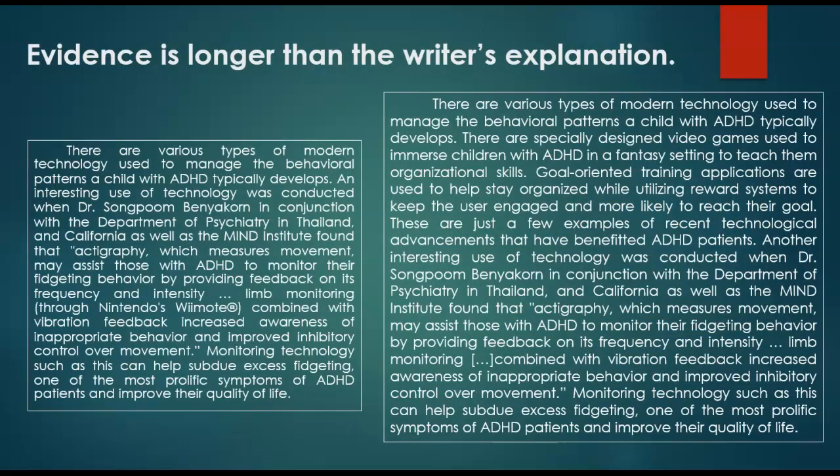Another type of development problem is when the evidence is longer than the writer's explanation. So here we have a quote, but this quote is very, very long, as you can see, and there's not really enough explanation of this quote. What we want to do is we want to follow the 25%, 75% rule. In other words, 25% of the paragraph should be the quote. The other 75% of the paragraph should be your explanation and your support. The quote should be used to enhance your argument, not make the argument for you.